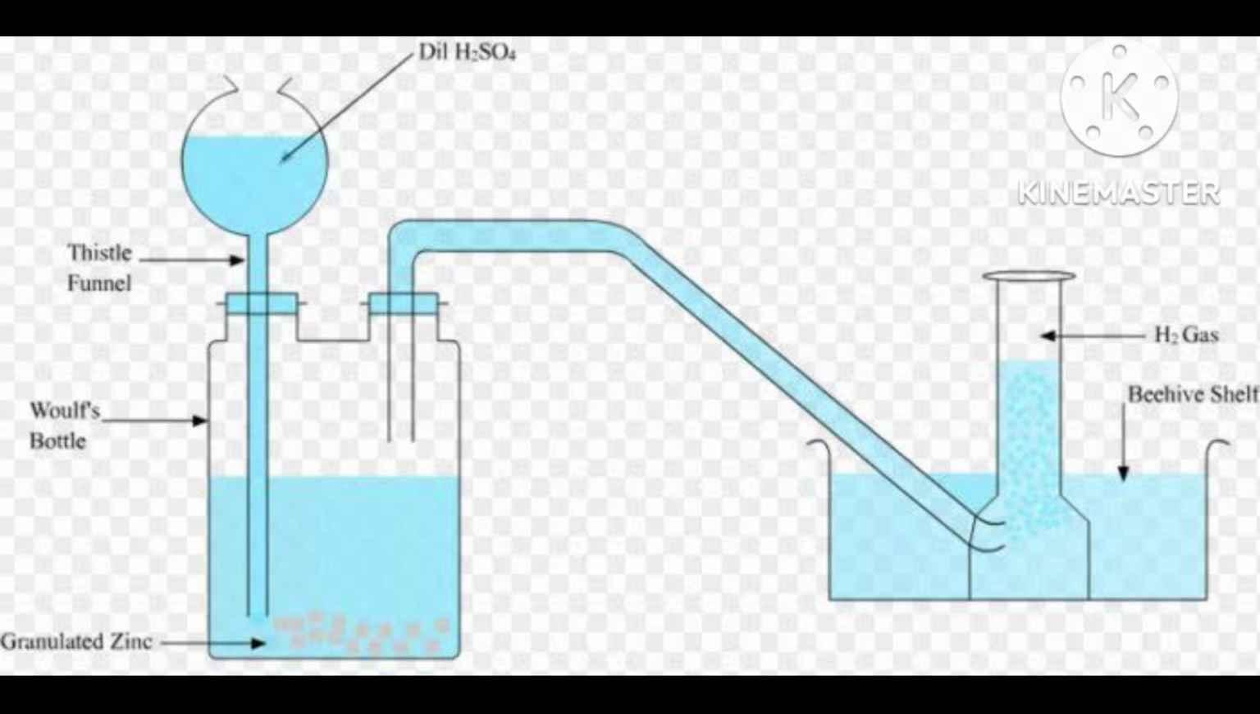In 1934, an American scientist named Harold Urey got a Nobel Prize for separating the hydrogen isotope of mass number 2, that is deuterium, by a physical method.